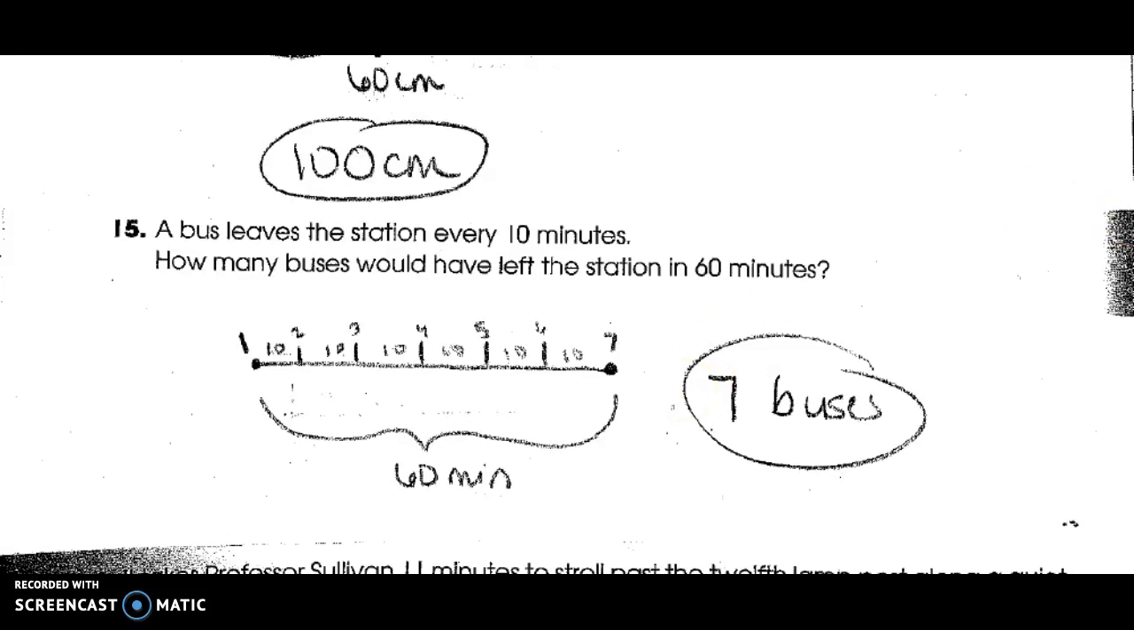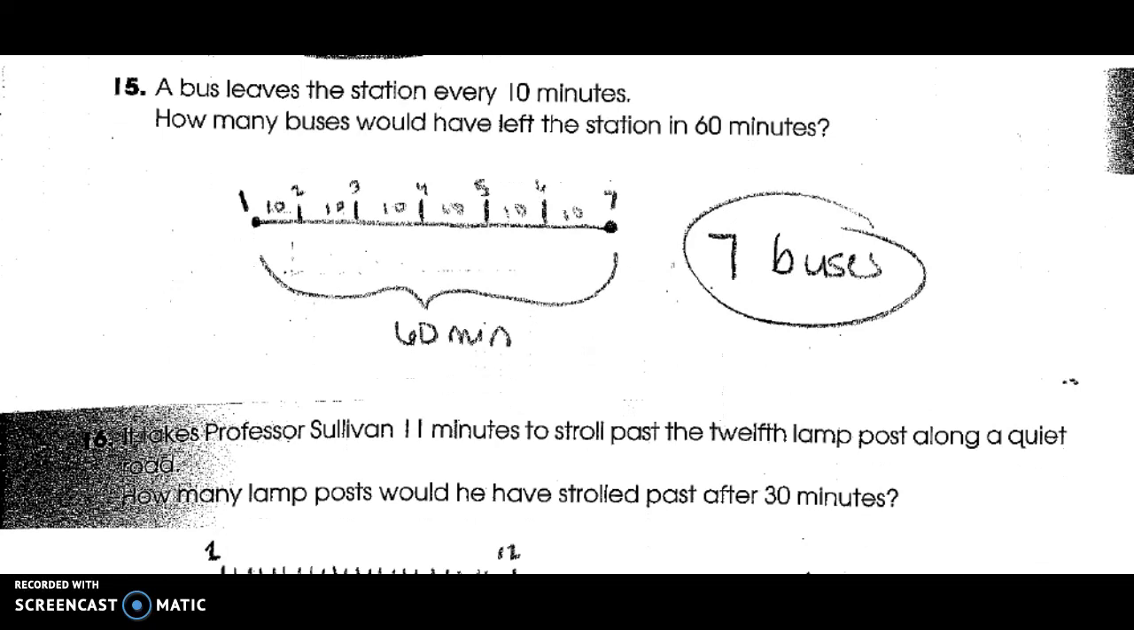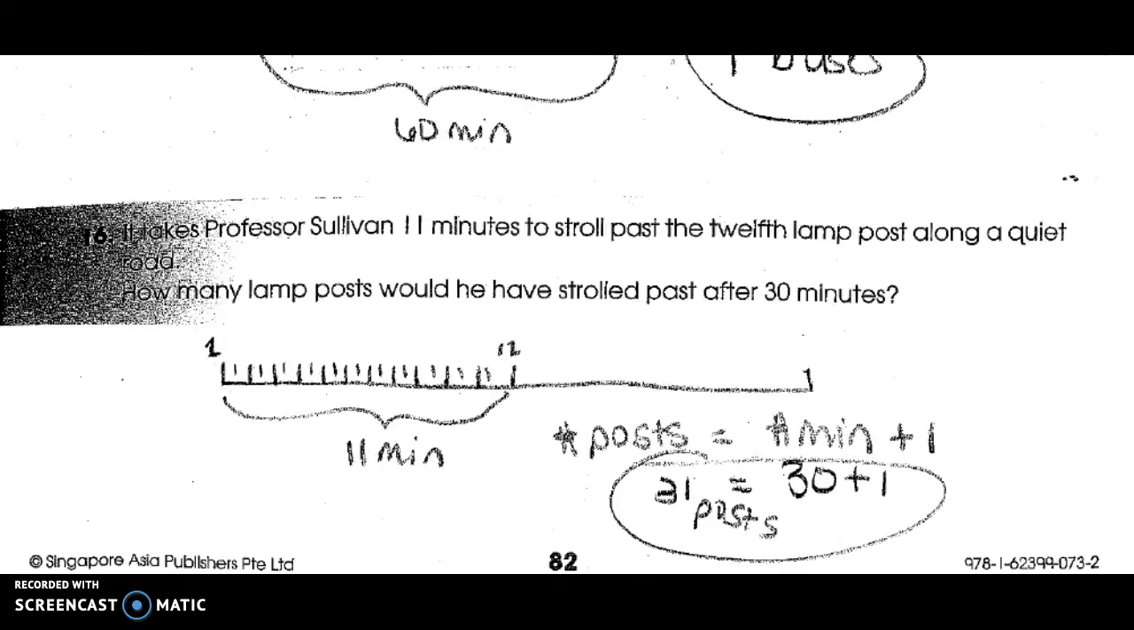Now work number 16. Draw a picture. This one was a little more challenging. It takes Professor Sullivan 11 minutes to stroll past the 12th lamppost along a quiet road. How many lampposts would he have strolled past after 30 minutes? Well, I drew my lampposts from 1 to 12, and I knew that whole length of time was 11 minutes. There are only 11 intervals there, so that means it's 1 minute per lamppost.